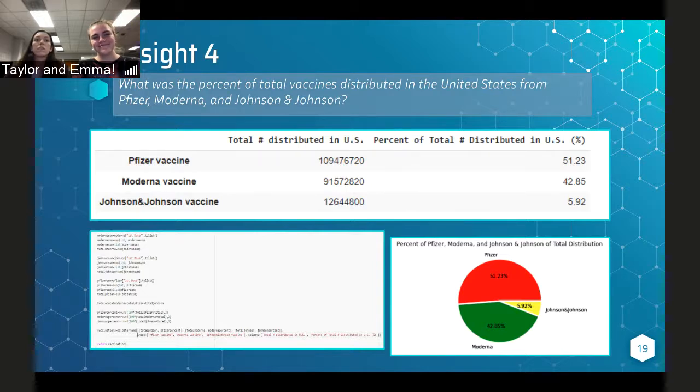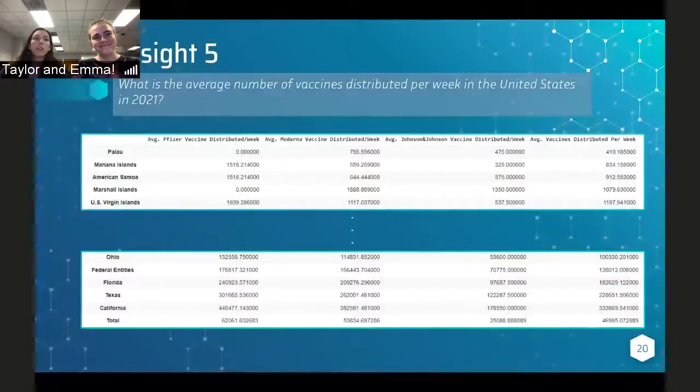So for the future, we expect Johnson & Johnson will have a higher percentage distribution throughout the U.S., but Pfizer will still likely be the majority due to its getting FDA approval first and being approved in children's ages 5 through 12. And then for our final insight, here we wanted to make a more specific conclusion and find the average total number of vaccines distributed per week for each state and territory in the U.S. This is important so we can see how many vaccines each state got, so we can see if each state had appropriate supply for the population.